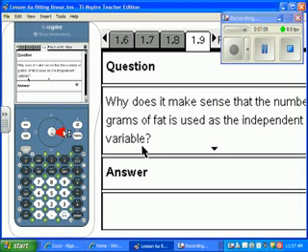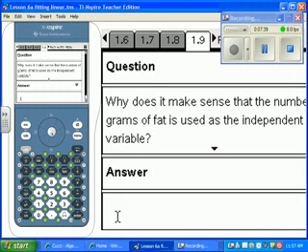Right. Okay, so the way we can look at this is, notice we're starting with fat, right? And fat, depending on how many grams, is going to change the number of calories, correct? So the number of calories depends on the number of grams of fat. Does that make sense to everybody? That's why we call calories dependent and fat independent, because it's affecting everything else instead of being affected. Does that make sense?